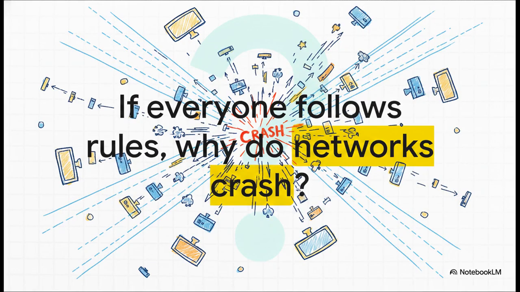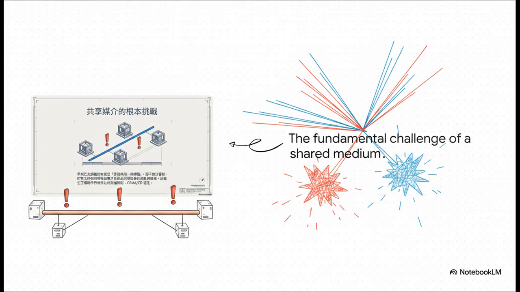Now, to try and fix this chaos, early network engineers did what engineers do. They established some strict traffic rules for these devices to follow. But this actually led them straight into a deeply frustrating physical engineering problem. And that brings us to the central question of our explainer today. Think about this for a second. If every single computer on a network perfectly follows the communication rules, why do the networks still crash? Keep that question in the back of your mind as we go, because answering it, that's exactly what drove decades of brilliant networking evolution.